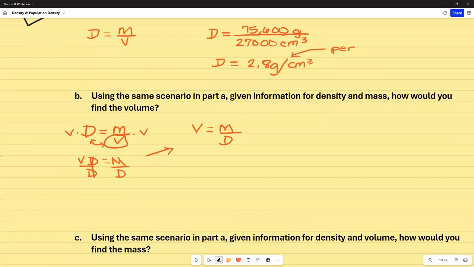Now I'm going to substitute what I know. Well, I knew that the mass was going to be 75,600, and I'm going to divide this time by the density, which is 2.8 grams per cubic centimeters. What I notice is I have grams in both the numerator and the denominator, so they go away. And that will make sense because my units for volume should be cubic units, not grams. So to find volume, I'm going to take 75,600 and divide it by 2.8, which gives me 27,000 cubic centimeters.